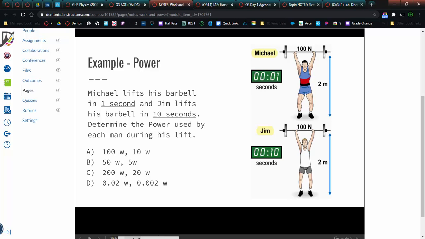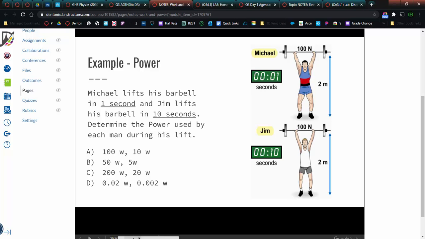So before we calculate their power, let's calculate their work. How much work did Jim do? 200 joules. It's the same as the last problem, right? How much work did Michael do? Also 200 joules. It's the same amount of work, right?